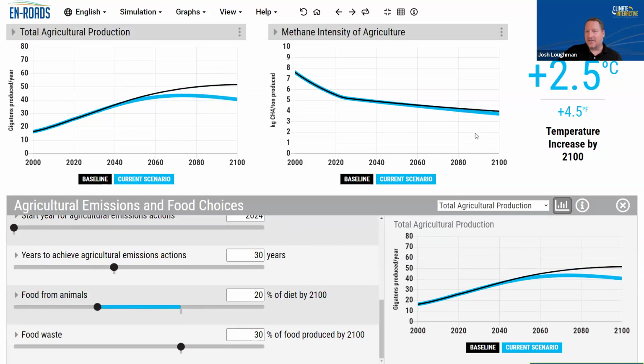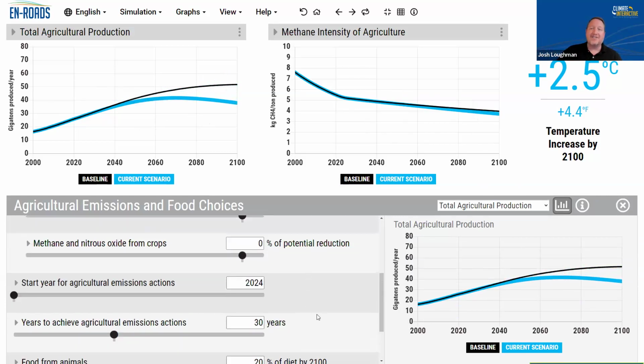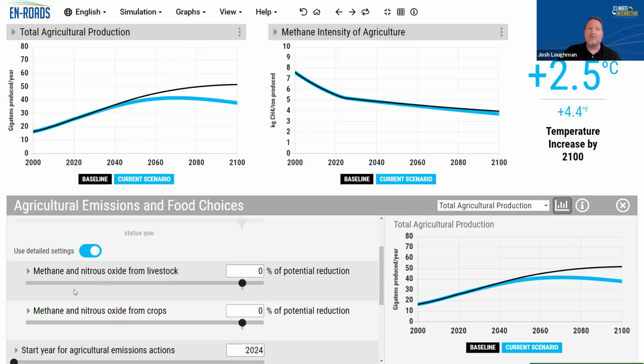Now, the intensity of agriculture goes down a little bit as well, because there are some efficiency gains by not having to feed animals, so we could use that food for something else. There's also food waste, which will reduce the total agricultural production, but not so much the intensity of those activities. But if we use the best practices around methane and nitrous oxide for livestock and crops, we can see reductions in the intensity of that. And it's really the agricultural production multiplied by the intensity that gives us our total emissions.